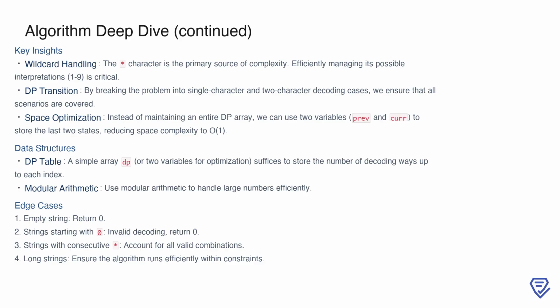Key edge cases include empty strings, which should return 0, strings starting with 0, which are invalid, and strings containing consecutive asterisks, where all valid combinations must be accounted for. Handling these cases ensures the solution is both robust and efficient.